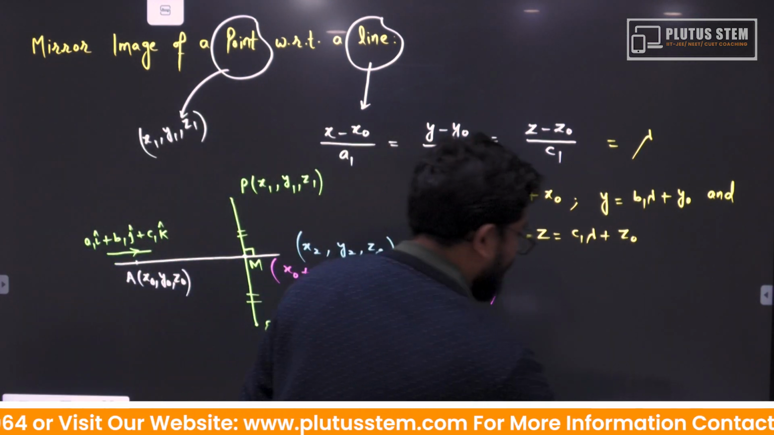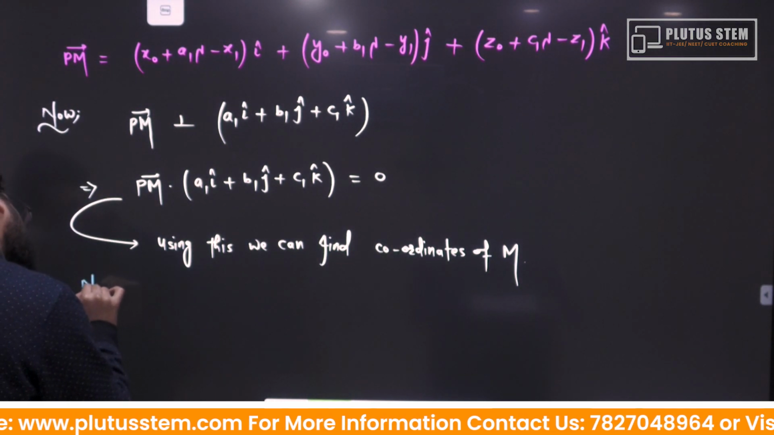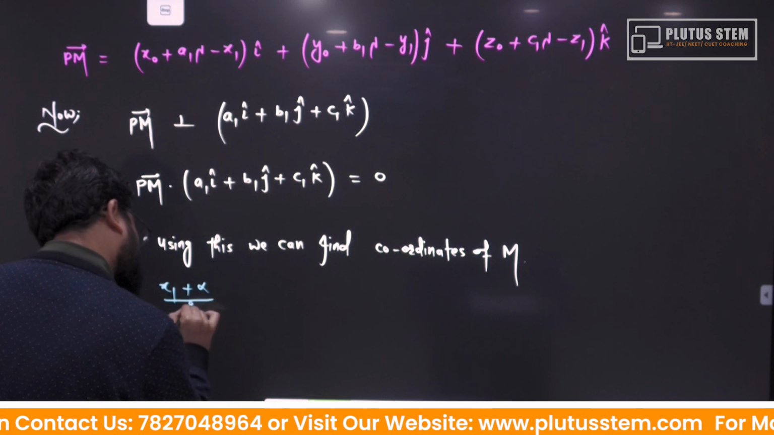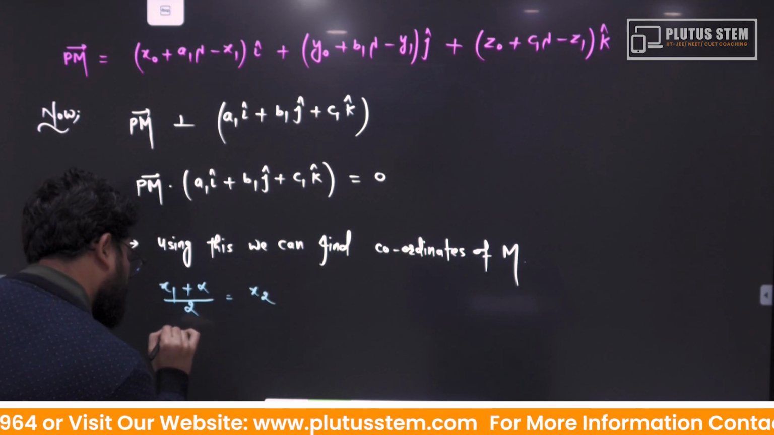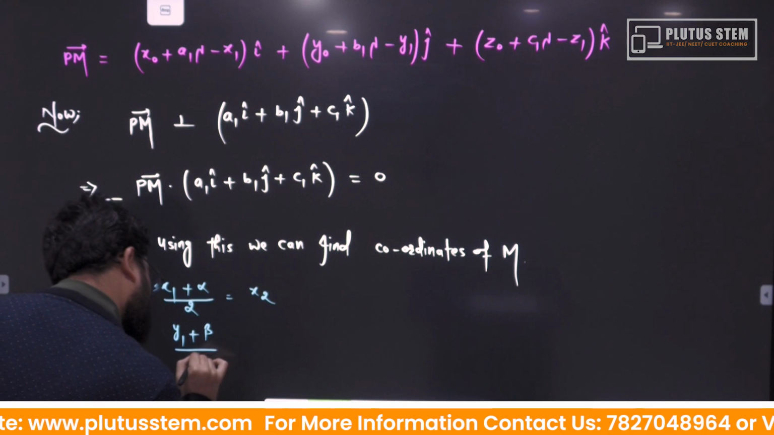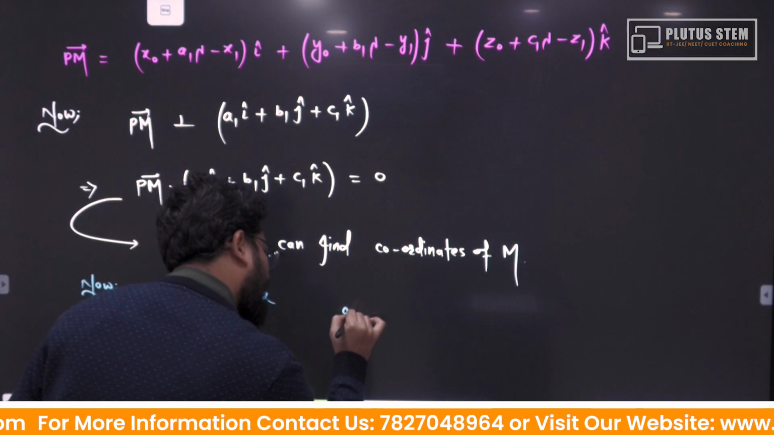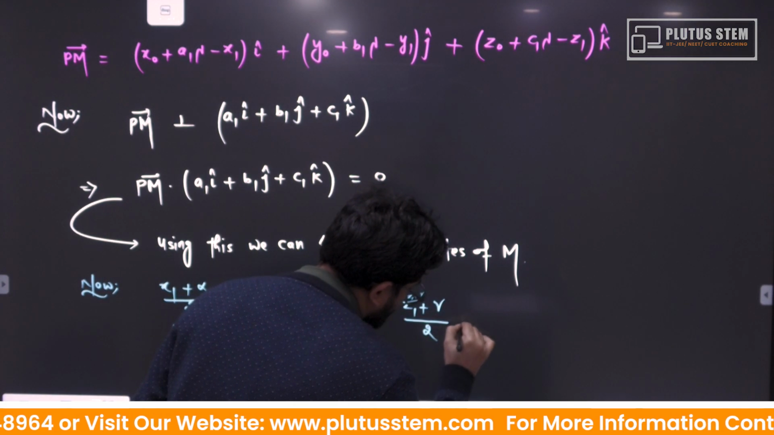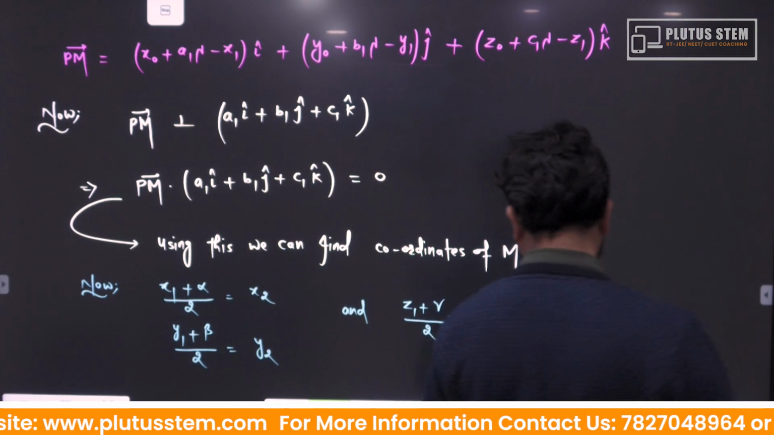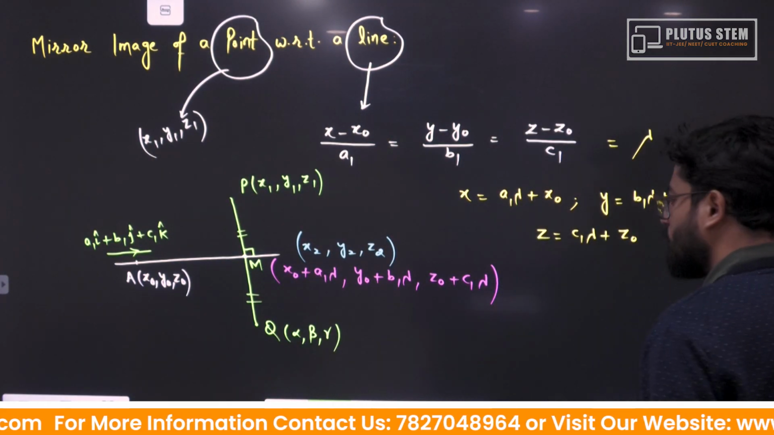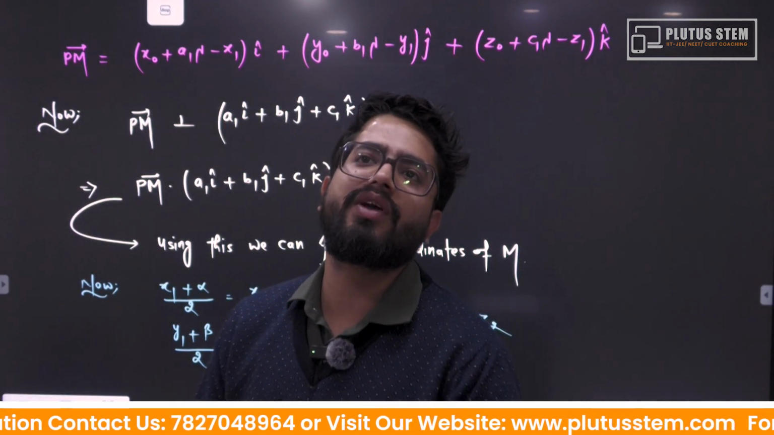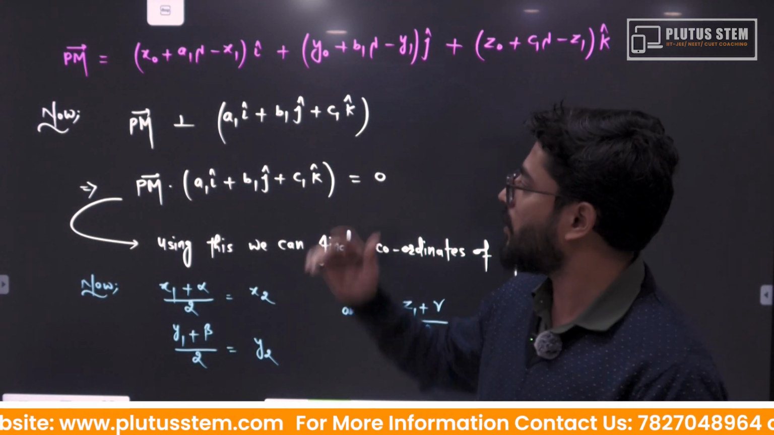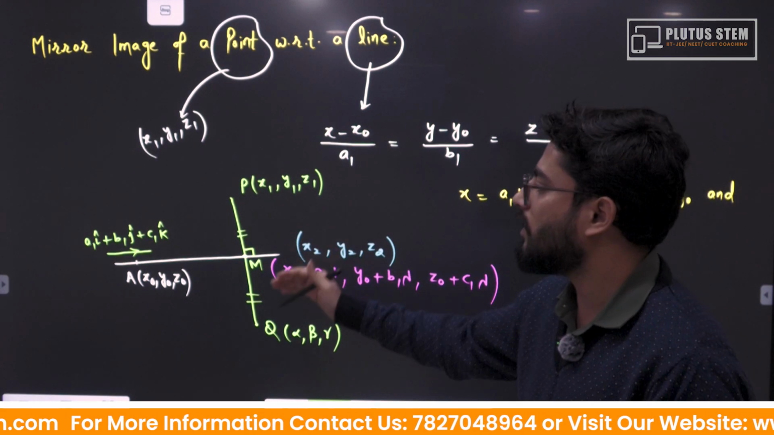Now using this, you can say x1 plus alpha by 2 is equal to x2, y1 plus beta by 2 is equal to y2, and z1 plus gamma by 2 is equal to z2. So using this, you can find the value of alpha, beta, gamma. It means you can find the coordinate of the image of your point with respect to the given line.